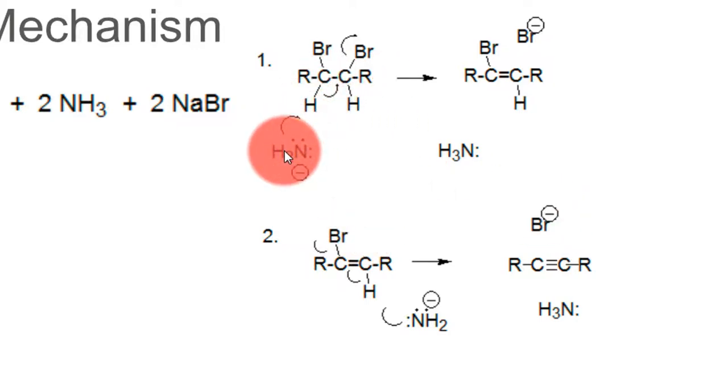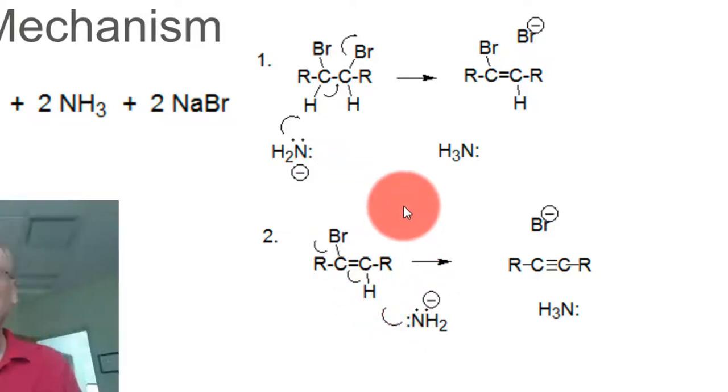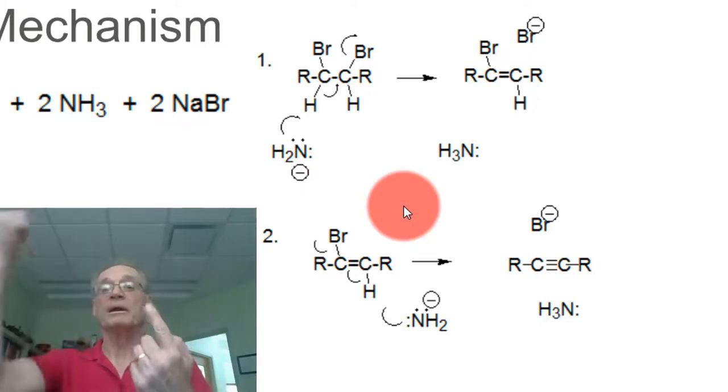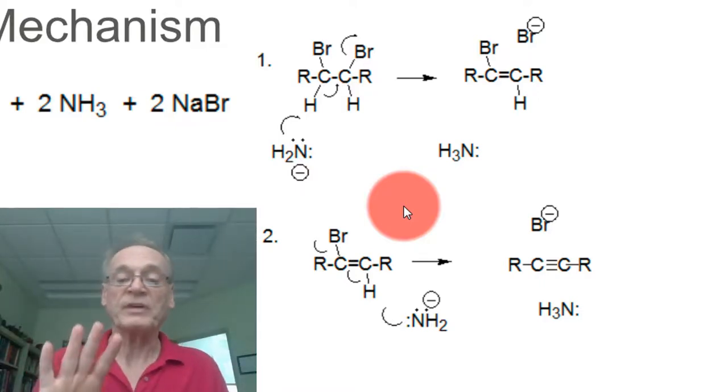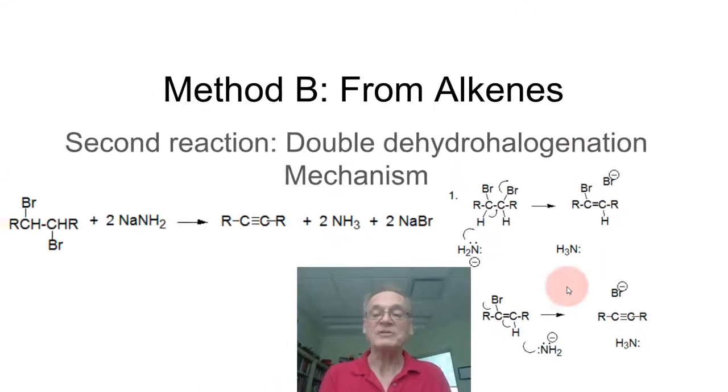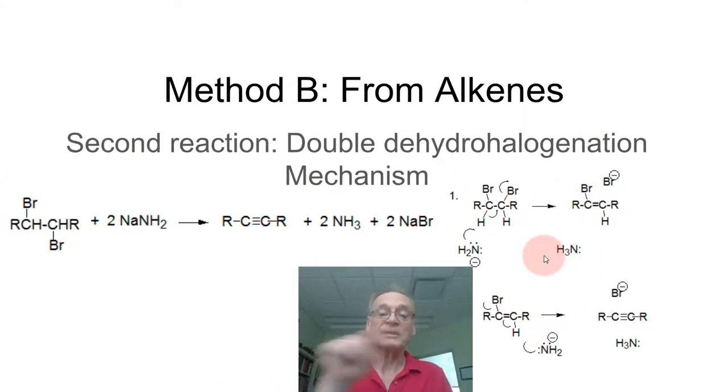It's a one-step mechanism. Ammonia forms, drops a pair of electrons in, kicks out bromide, and then the exact same mechanism happens again. Ammonia forms, drops in a pair of electrons, and kicks out bromide. So it's basically just bing, bing, and then bing, bing, and you're done. Actually, it's the same reaction happening twice, so two different one-step mechanisms.